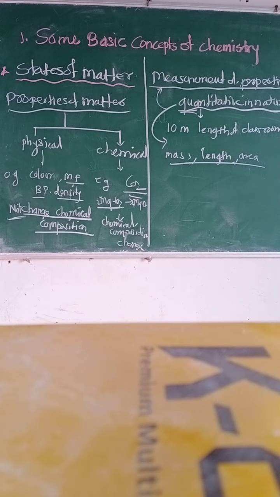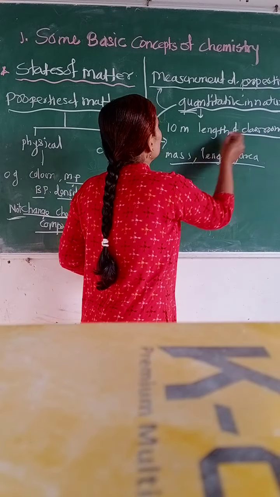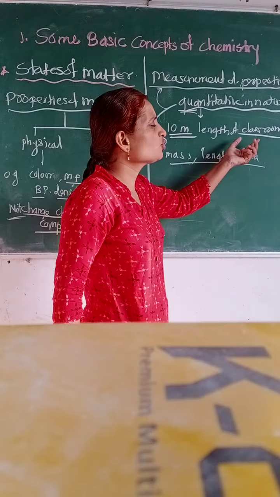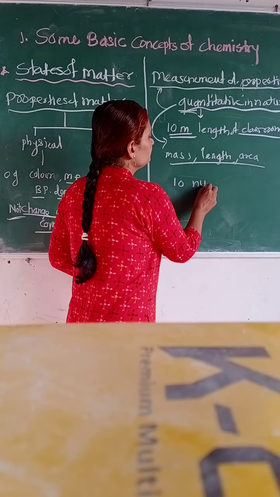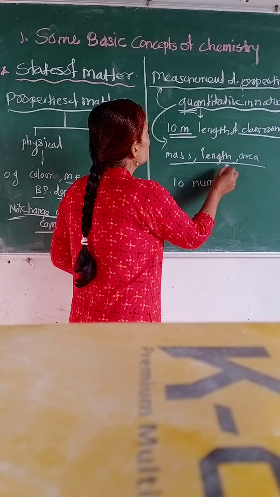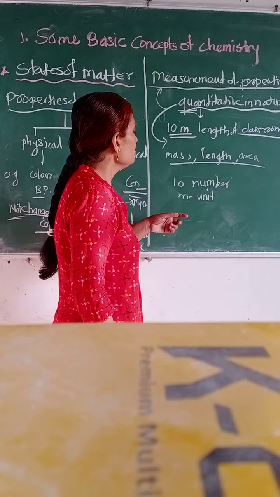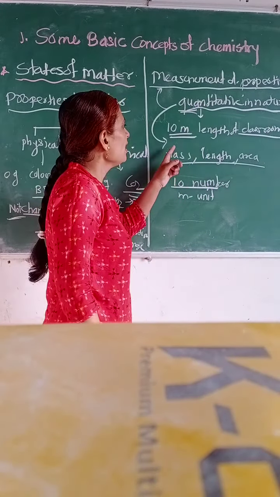See the example of this. We have to take the classroom length. Let's take an example: our classroom length will be 10 meter. Then 10 is the number, and meter is the unit. Here the number 10 is the quantity you have to measure.